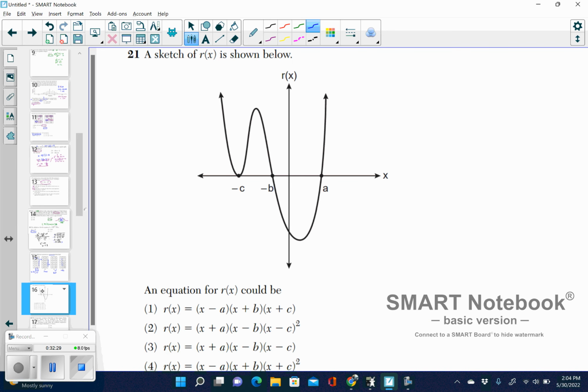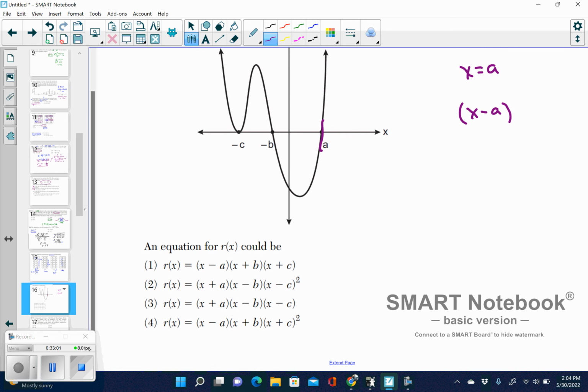Okay. So a couple of things that you do need to know here. So if it goes through like this, that means that this is a factor. So we kind of did a question like this before, right? So that means that here x is equal to a. If I were to go backwards, because if you look at these answer choices, they are all factors, right? We're looking to see what it looks like in the bubble. So you switch the sign of a, x minus a. Okay. So I know that my answer choice is going to have an x minus a in it. So automatically this is out and this is out. It has to be either 1 or 4.